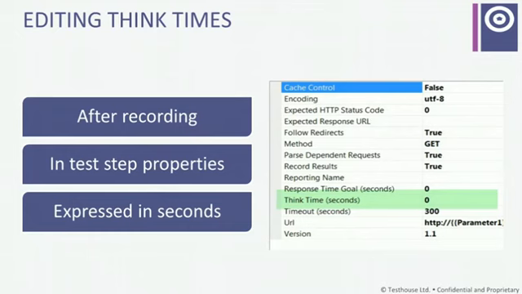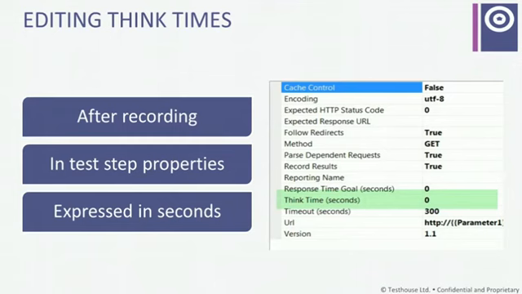So there is 0, which means the system will go straight through. But you can type in any number there, in seconds, so you can type in 10 seconds, and then the system will stay for 10 seconds before it moves on to the next request. Reporting name is also there, a little bit higher, as you can see. So you can put in the reporting name there.